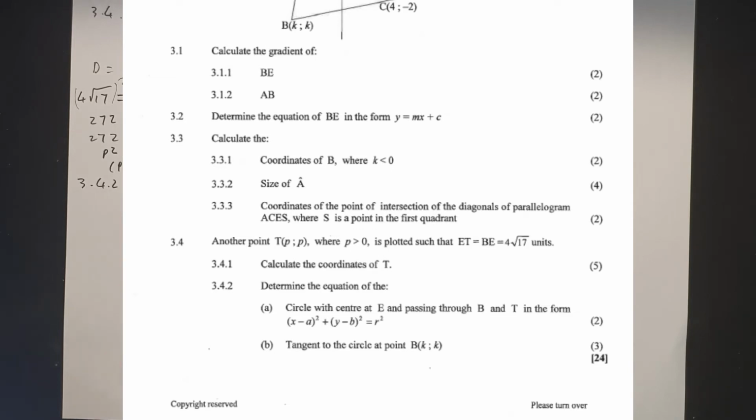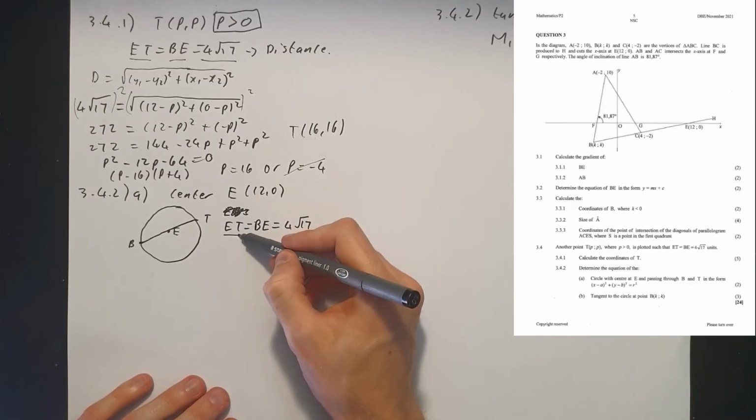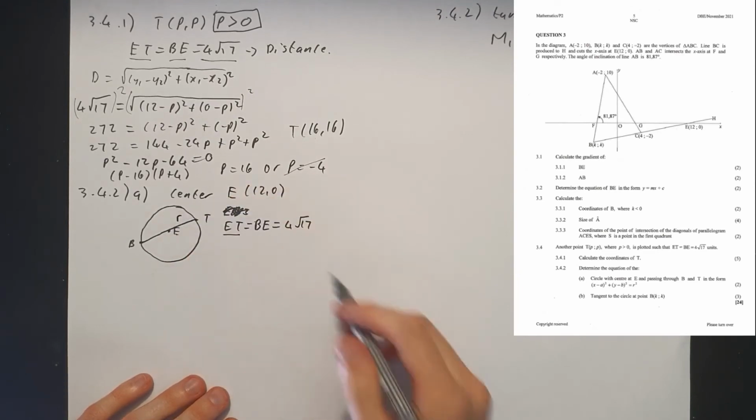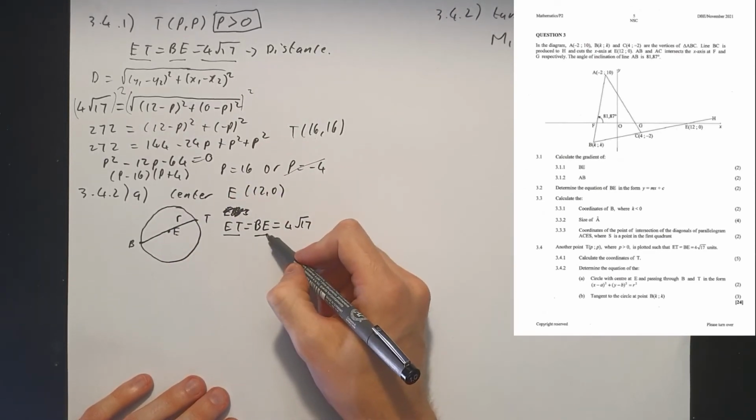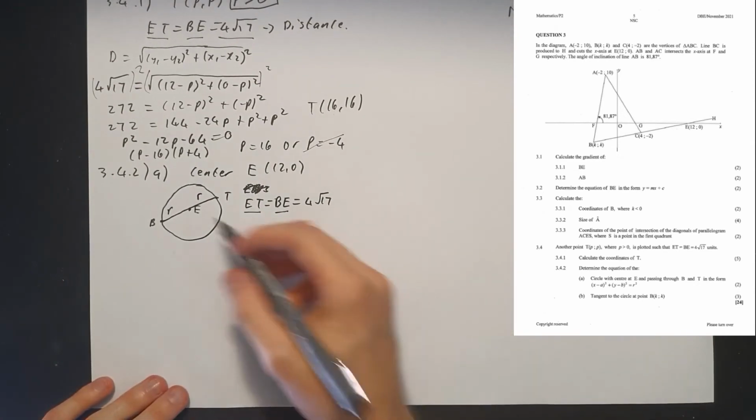We have a circle with its center at E. Okay, so E is 12 and 0. Then it passes through B and T. So note what was given here originally. We know that the distance between ET is a radius, and we know the distance from BE is also a radius. Okay, so now we just have to plug everything into our formula.